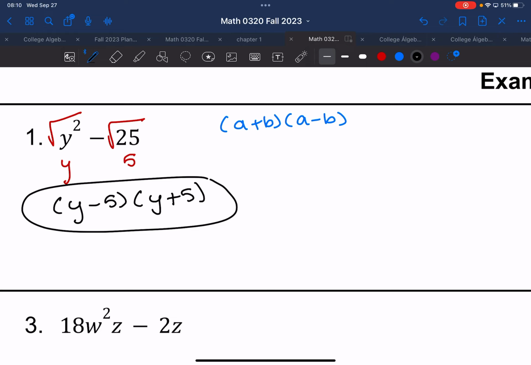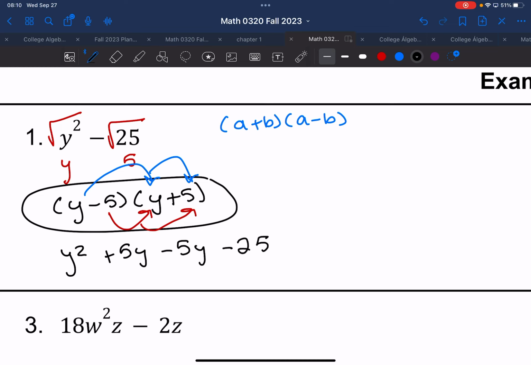And we could always check our work to see if this is correct. Okay? How could we check our work when we have our two factors? FOIL. So the FOIL method is when we have two binomials, right? So we would FOIL the y, and then FOIL that negative 5. And when we do that, we have y squared plus 5y minus 5y minus 25. Notice how the insides cancel, and I'm just left with y squared minus 25, which was our original problem. So that's a way to check your work.